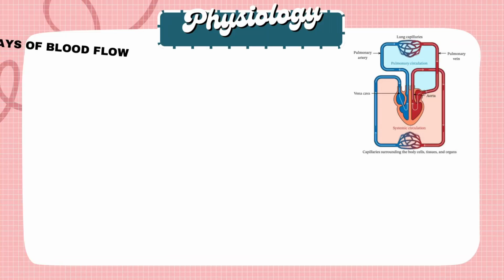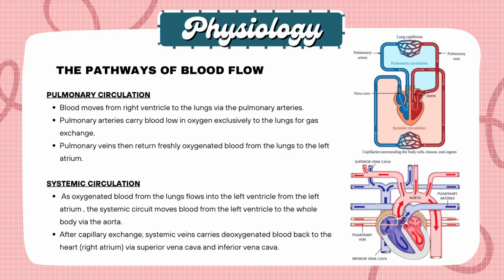Next is the pathway of blood flow. Our cardiovascular system is divided into two circulations, which are pulmonary circulation and systemic circulation. For pulmonary circulation, the blood moves from the right ventricle to the lungs via the pulmonary arteries. Pulmonary arteries carry blood low in oxygen exclusively to the lungs for gas exchange. Pulmonary veins then return freshly oxygenated blood from the lungs to the left atrium.